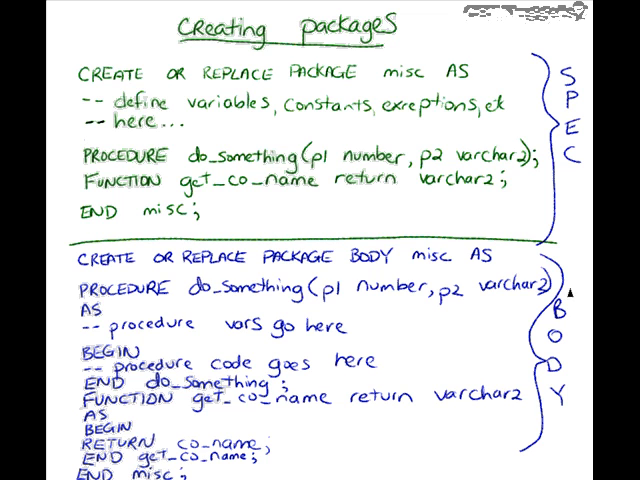So let's take a closer look here at our syntax. We say create or replace package and then the package name as, and then here is where you define any variables, constants, exceptions, and if you've got pragma exception_init like we did in our procedure and function chapter. If you have any procedures or functions, you would put them here. Now, your package doesn't have to contain any procedures or functions. For example, you might have a package that just defines a bunch of constants or variables, and that's it.